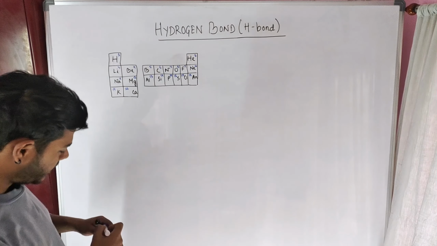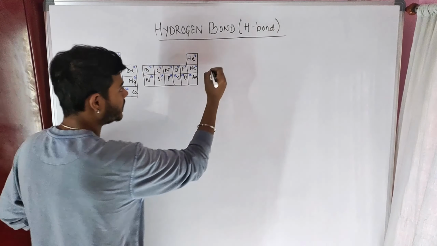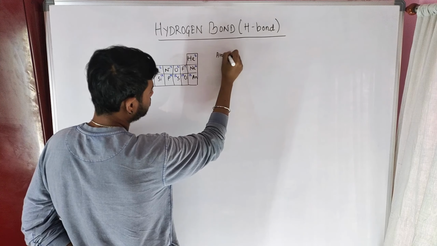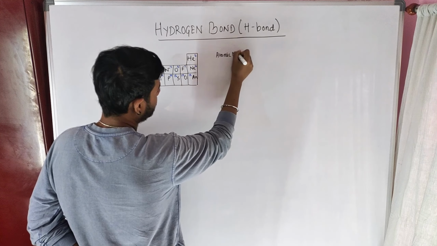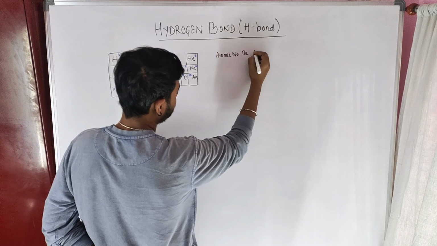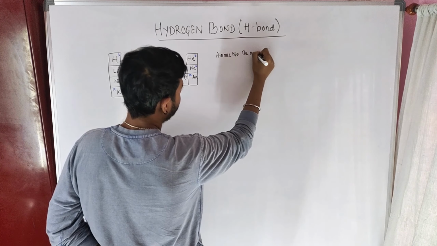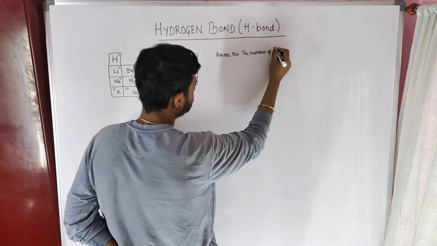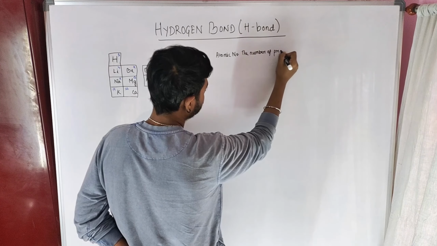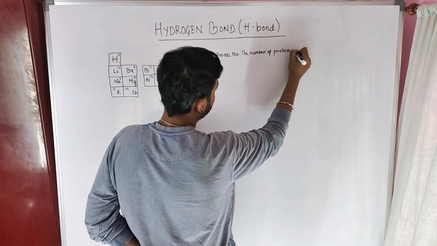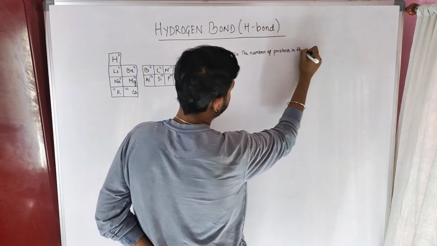So what is an atomic number? An atomic number is nothing but the number of protons in the nucleus of an atom.